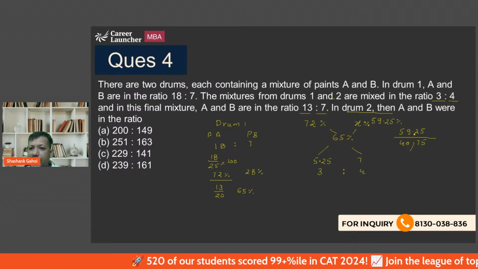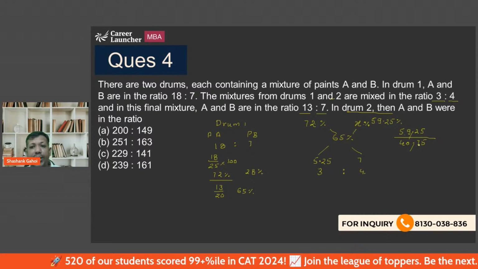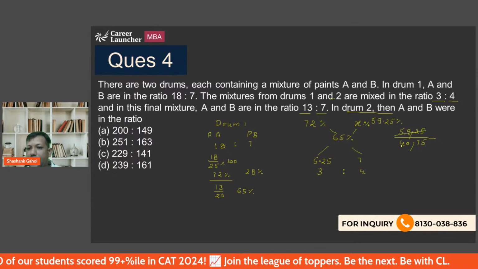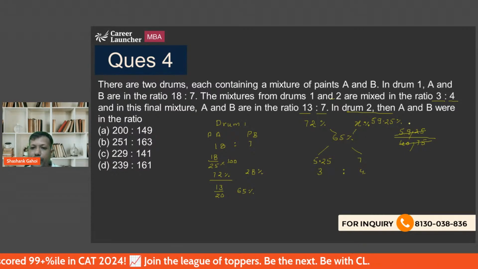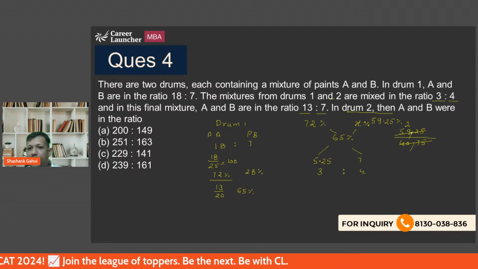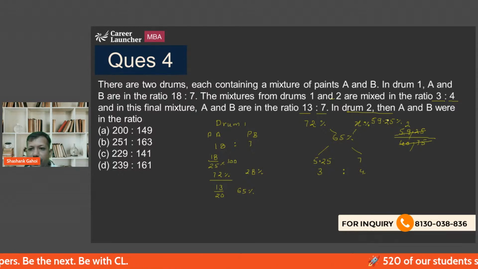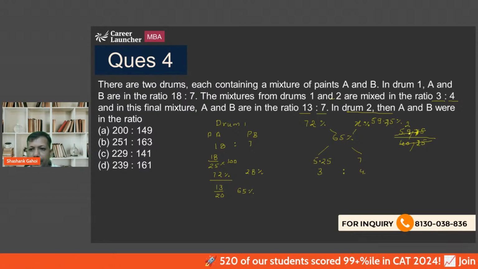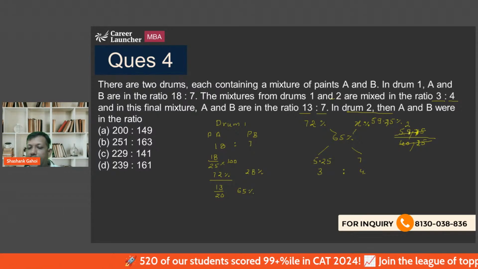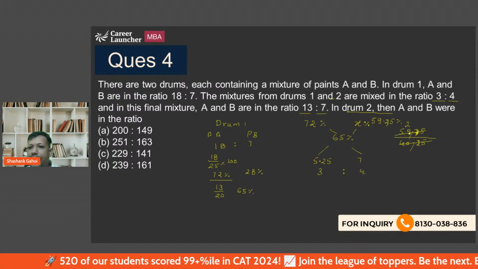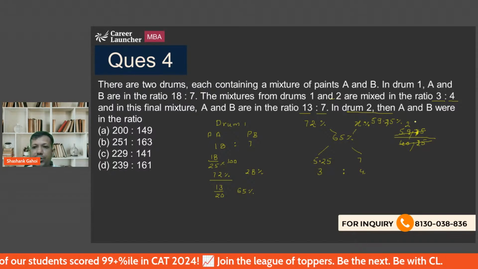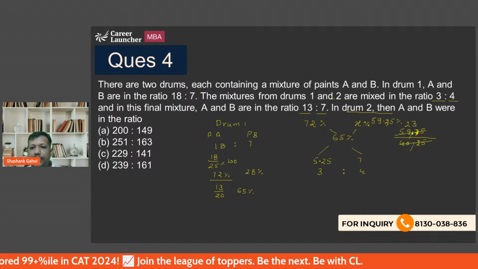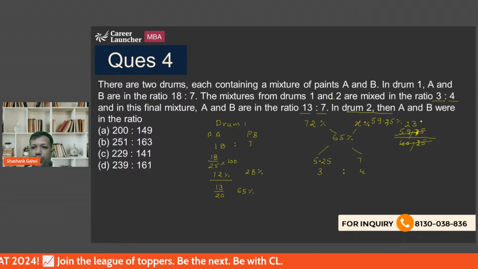And this is going to be the ratio of paint A to paint B. Now I'm going to cancel out by 25. Sorry, it is going to be 7 5. So this should be 7 and this should be 2. So 25 2s are 50, then 9 7s are 63. Then it is going to be 225. So 2 to 5 is 239.